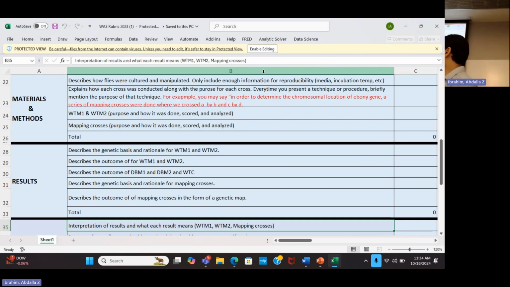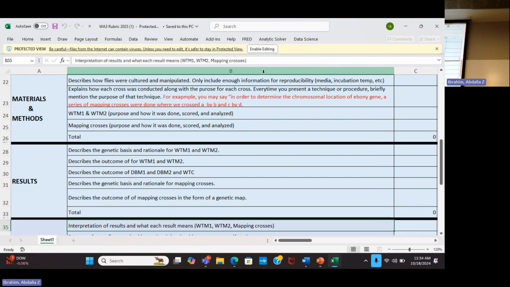Okay, so the results now is where you would share your findings. There are two things: DBM1, DBM2, and WTC. This was something that we did not do. We had students do double balancer processes and the full process, but we didn't talk about this. We didn't have to worry about it. We would just get the three points.